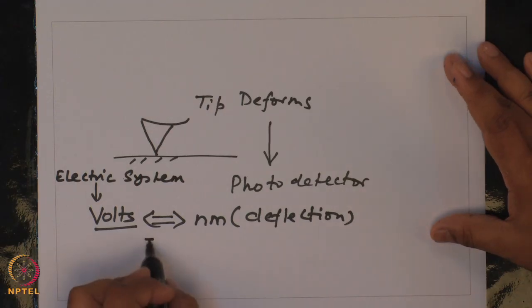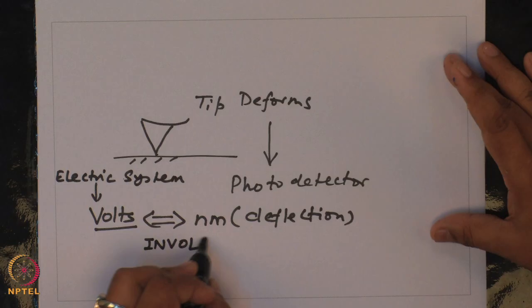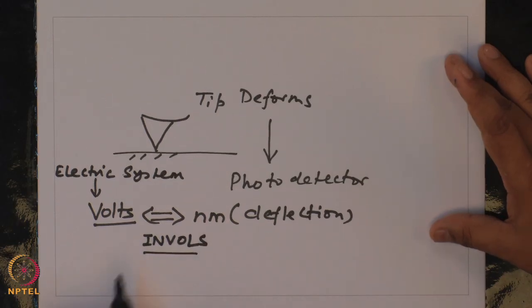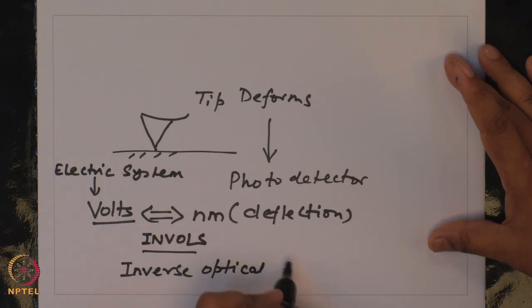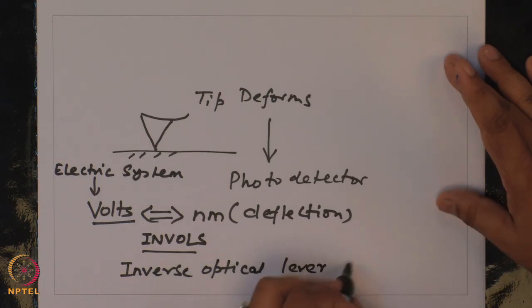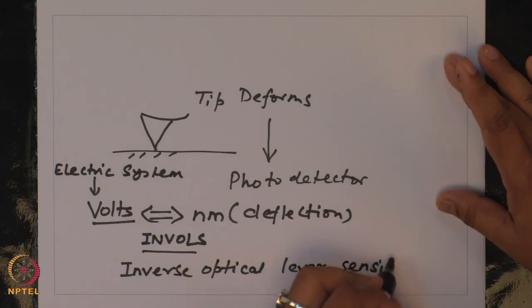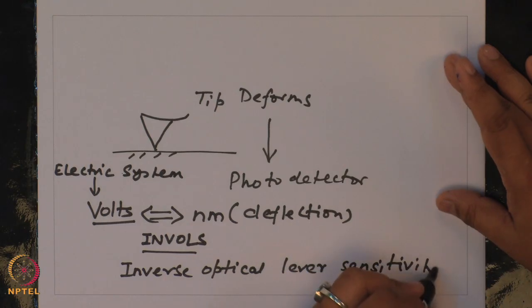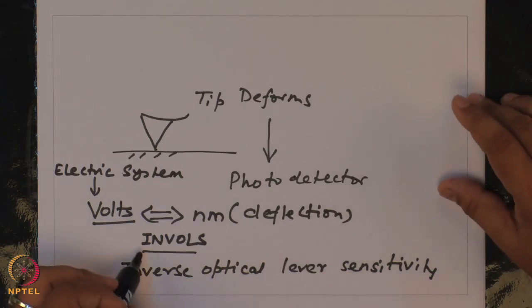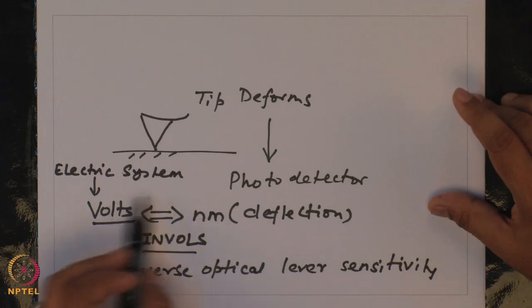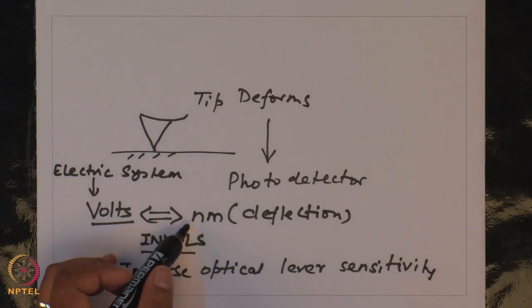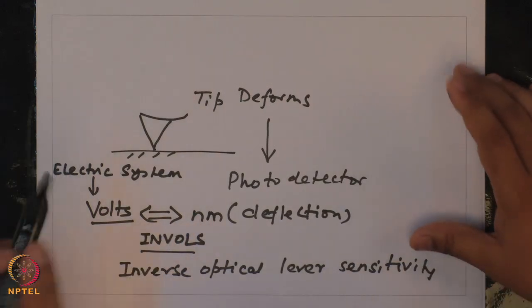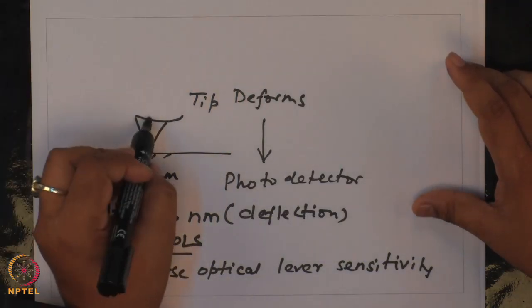And using this, you can calculate something called inverse optical lever sensitivity. This is called InvOLS. Essentially, it is finding a way to calibrate volts with nanometers, which tracks deflection. And also there is a piezo which tracks the position of the tip.